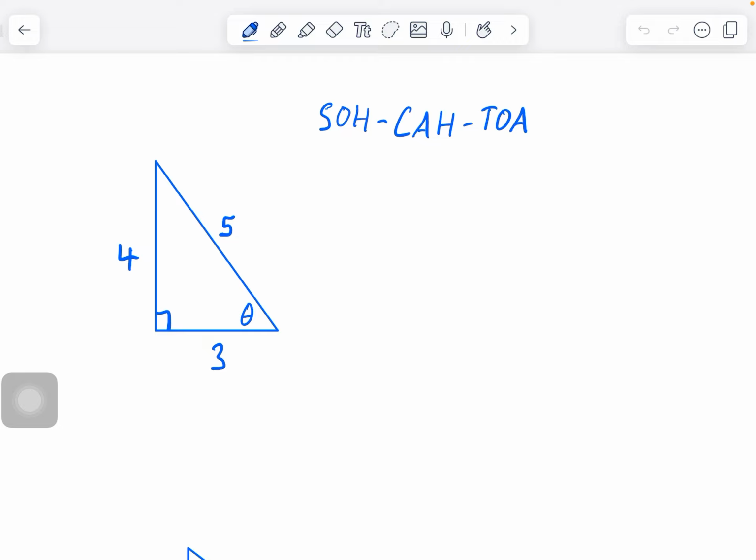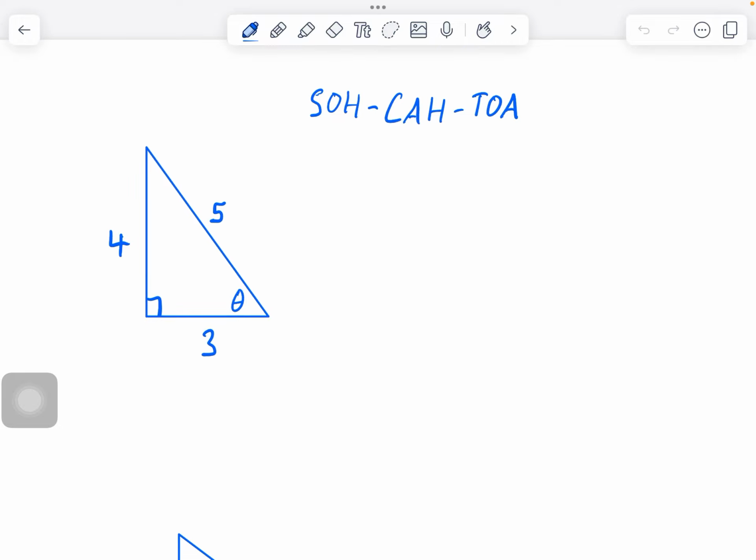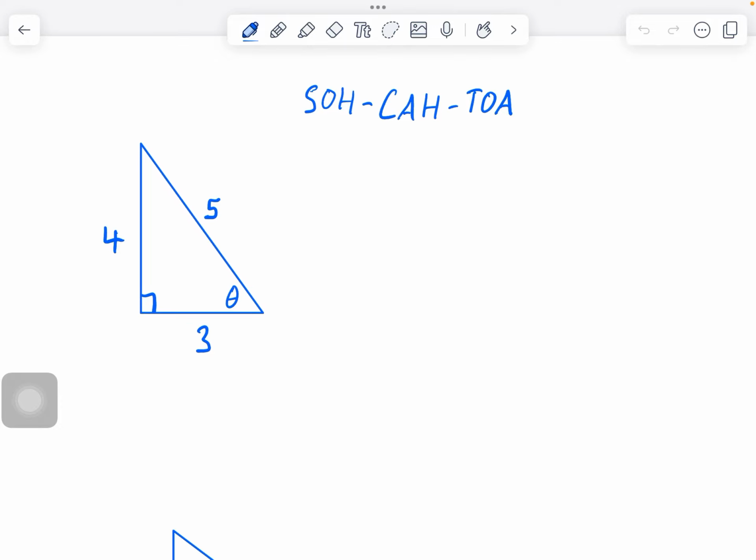We're going to be looking at the three trig ratios that we've seen in the past, and they're going to come up again later on in one of our future units. So we have the phrase SOHCAHTOA, which is a mnemonic to remember specific words. Our three trig ratios are sine, cosine, and tangent. These are the abbreviations for them.